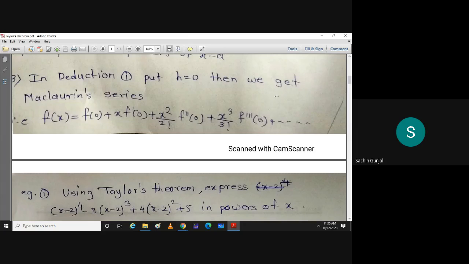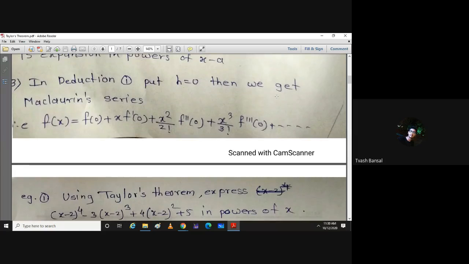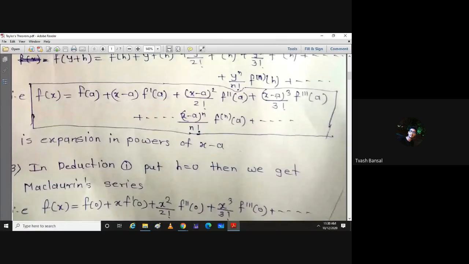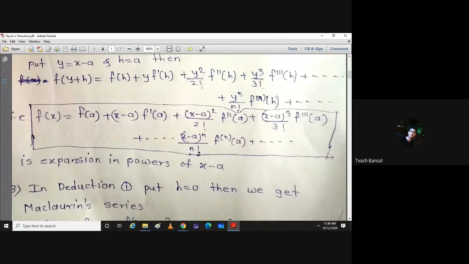What is the question? Expand x minus 2 raised to 4 minus 3 into x minus 2 cube plus 4 into x minus 2 square plus 5 in powers of x. So the second one, in which we will put x minus 2 in the form of x minus a, means y, and we value like 3 and all that as x. But that will be the expansion of f of x in powers of x minus 2.